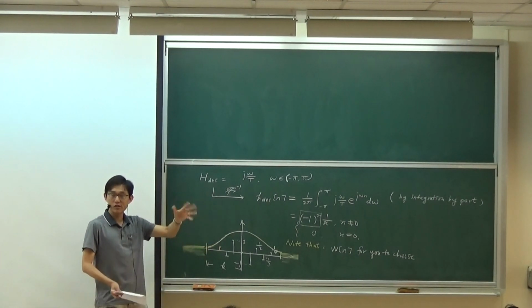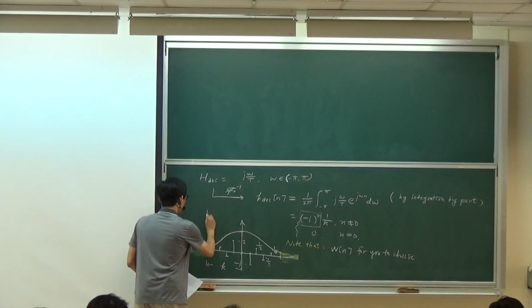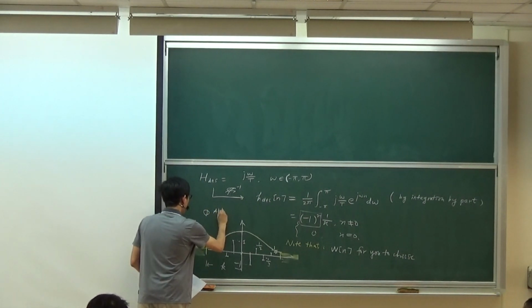Okay, high-pass filter, alternating sample. Okay, that's the first observation, alternating sample. That's a feature of a high-pass filter.